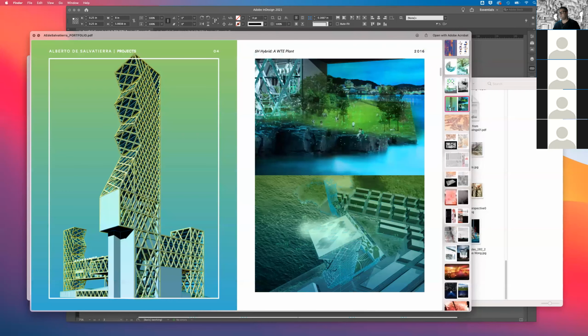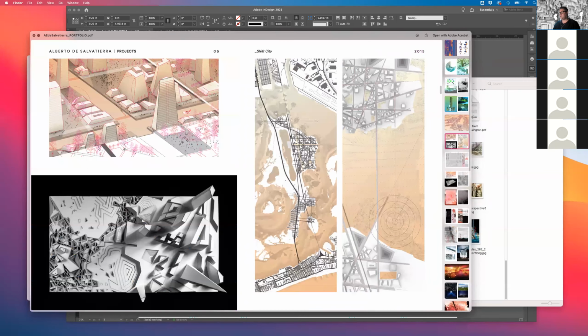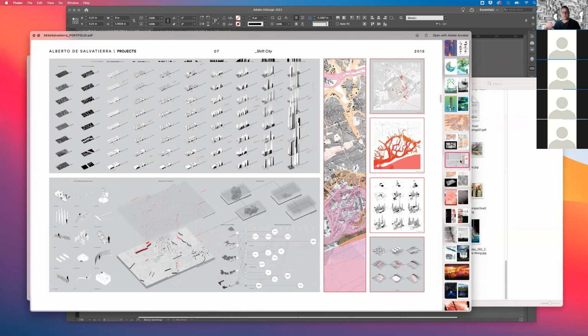So here's another project, full bleed shift city. Here you can see pinks and peaches and oranges and some tans. Those are all on the same side of the color wheel, so that would be an analogous color scheme.